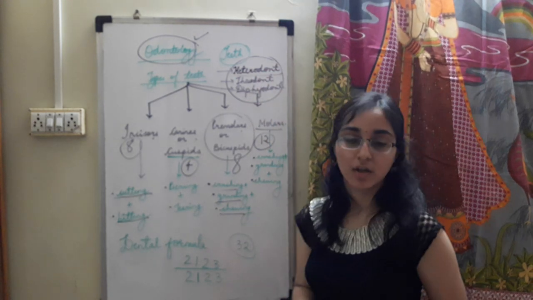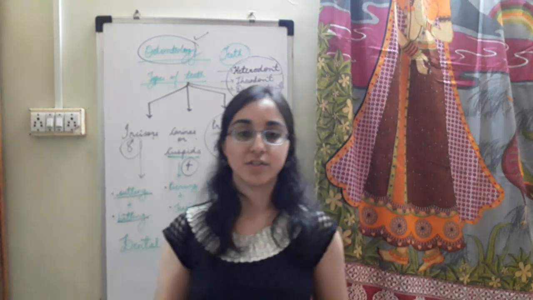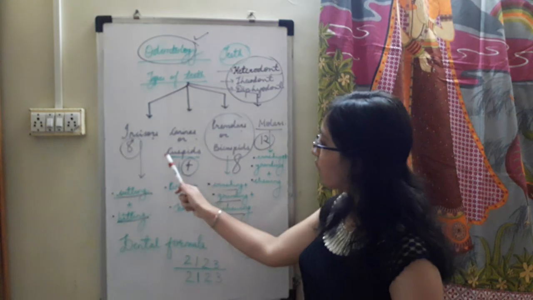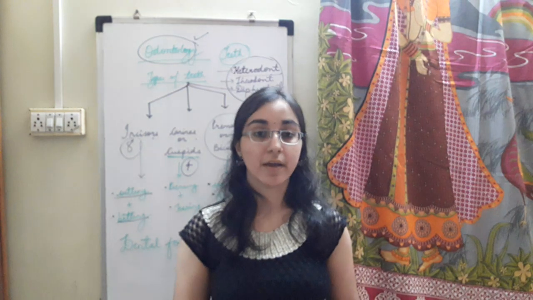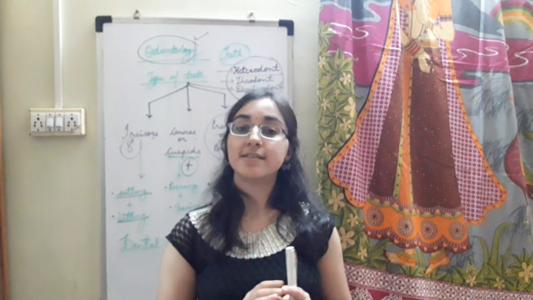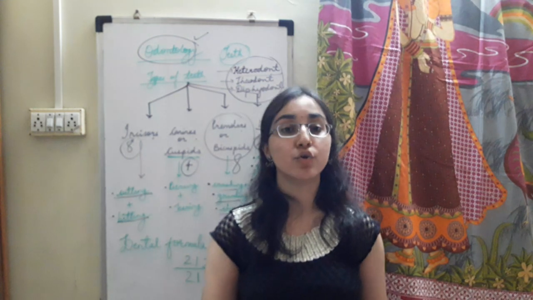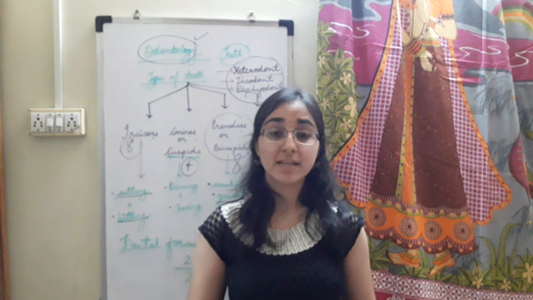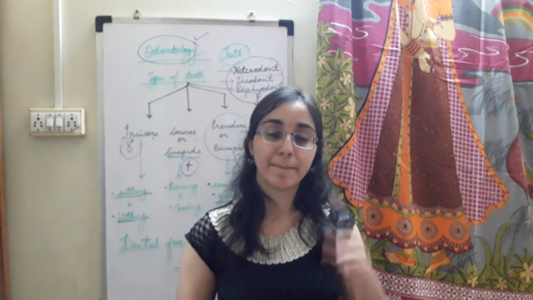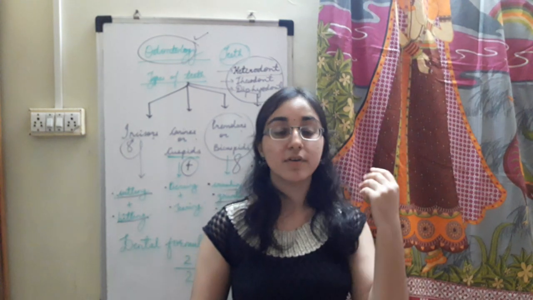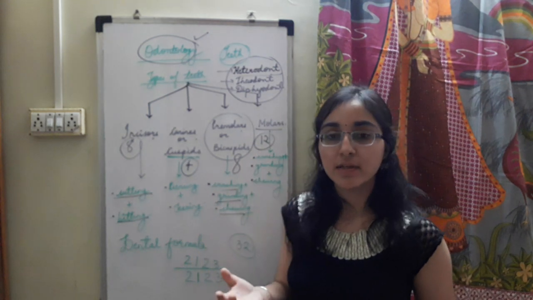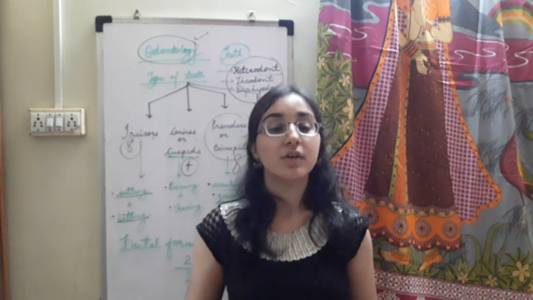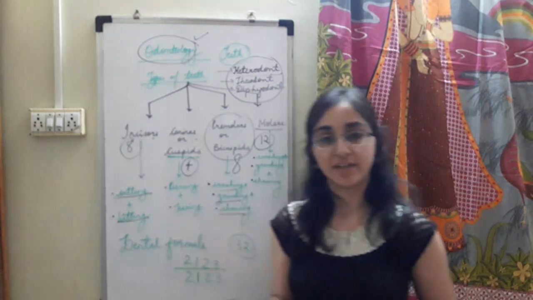Heterodont dentition. Now, what is heterodont dentition? Since I told you that we have four types of teeth, their shape is totally different, morphologically it is different. So we say heterodont dentition means different types of teeth are present. Hetero means different in terms of morphology. So we say heterodont type of dentition.